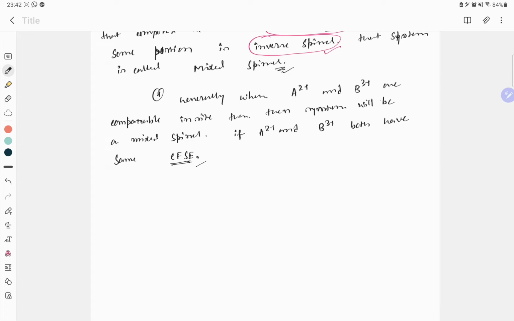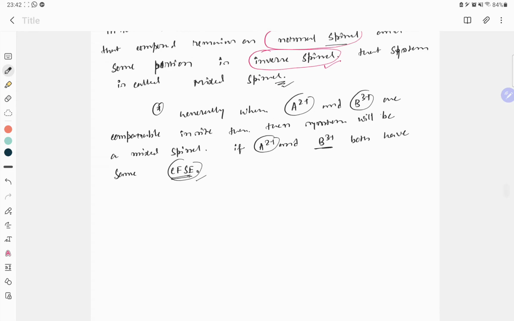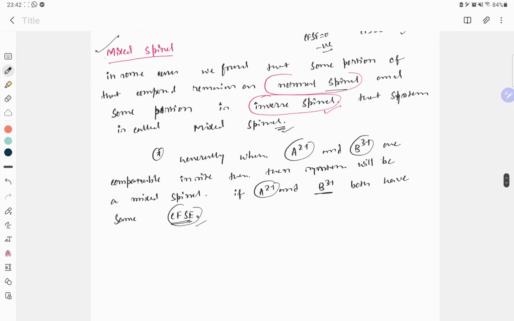So in each case, if A2+ and B3+ have the same CFSE and the ionic radii of A2+ and B3+ are comparable, then that case will give a mixed spinel.